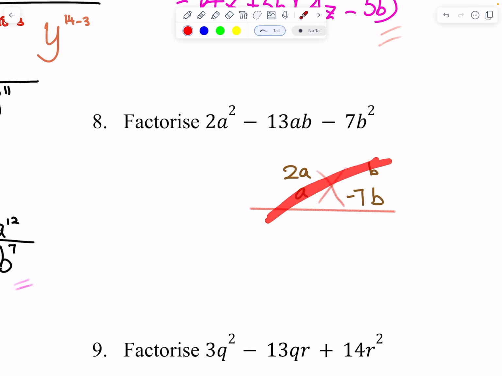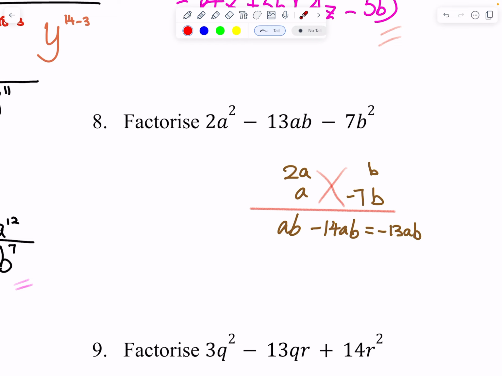a times b is ab, positive ab, because they're positive. 2a times negative 7b is negative 14ab. And then, this is a hidden one. So 1 minus 14, you were one step up, and now you're going 14 steps down. So are you at the down or are you at the up? Of course, down.